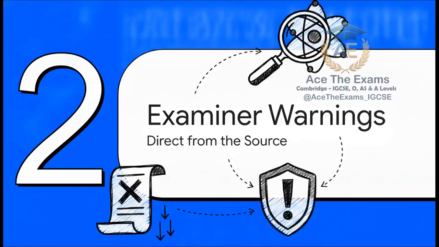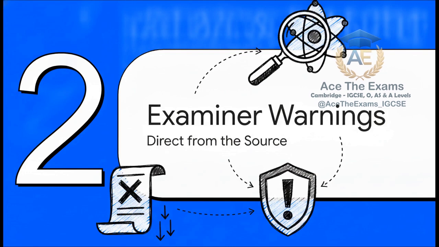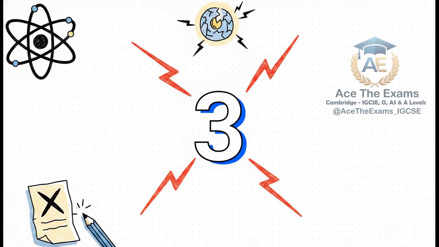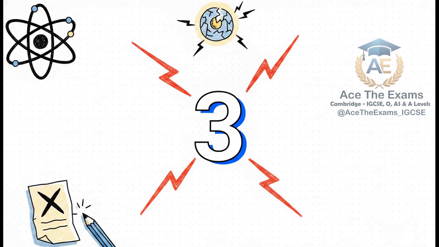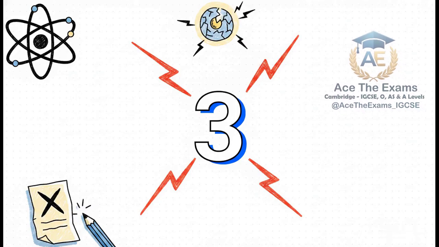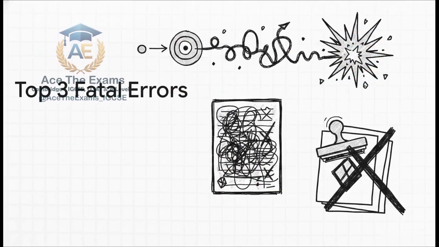Moving into Section 2, top 3 examiner warnings direct from the source. We're counting down the top 3. Consider this your definitive insider list from the principal examiner reports of what absolutely not to do when you sit down for your paper. Think of me as your academic coach today. I'm pointing out exactly where the traps are hidden. Here we go. Number 1.